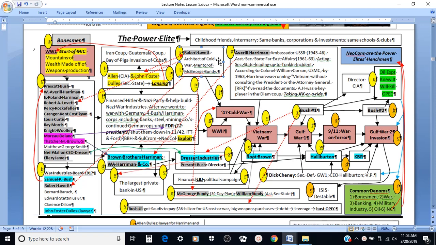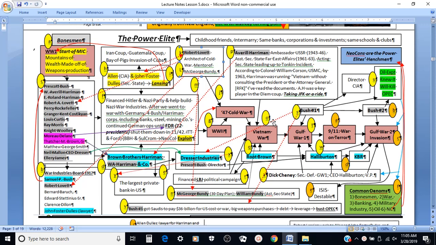These guys are all tightly knit. Childhood friends, growing up together, going to the same prep schools, going to the same university, Yale, and joining the same clubs. They intermarry each other. They have the same banks, partners in the same bank. All these guys are partners in Brown Brothers Harriman, W.A. Harriman, same corporations, investments. They get key positions of power.